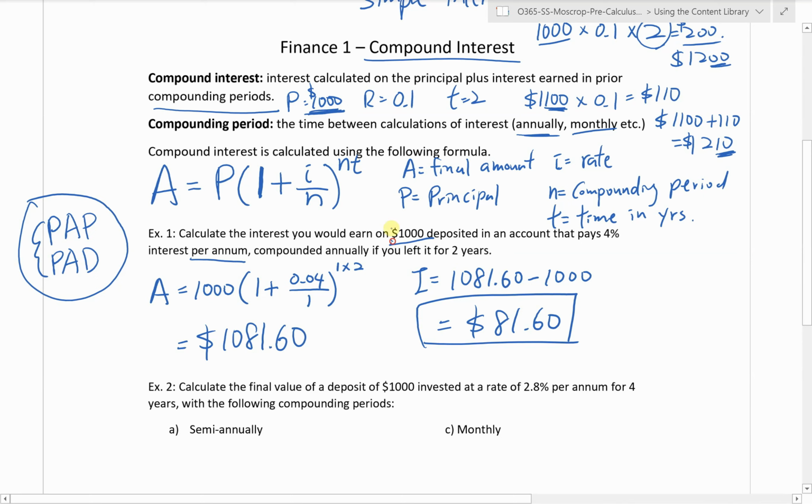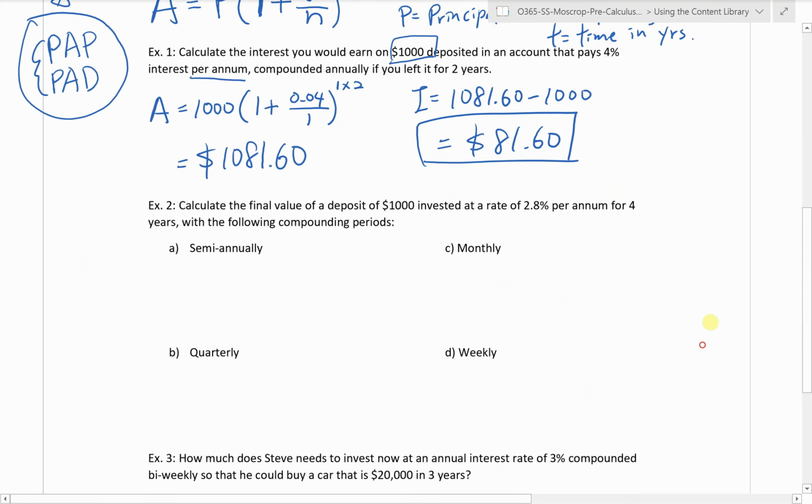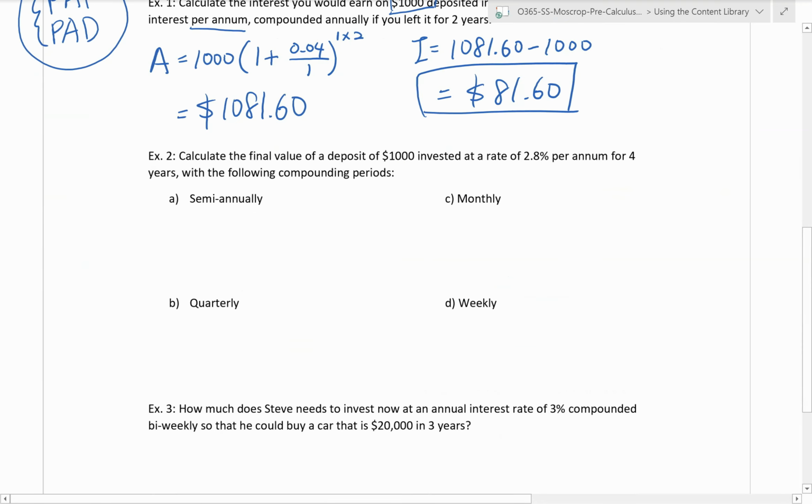I know some people do this as well. They put it into a GIC, that's guaranteed investment certificate, or just buy stocks. So you just spend $1,000, put it into a certain stock. That's also one way of investing. Anyways, you'll learn different ways. I think you'll talk more about this in Pre-Calc 12. Okay, anyways, we are going to look at the next example here.